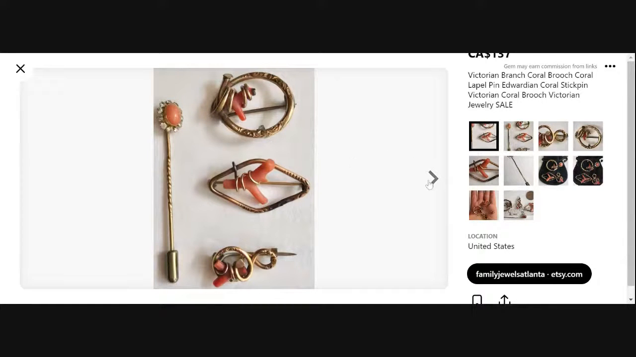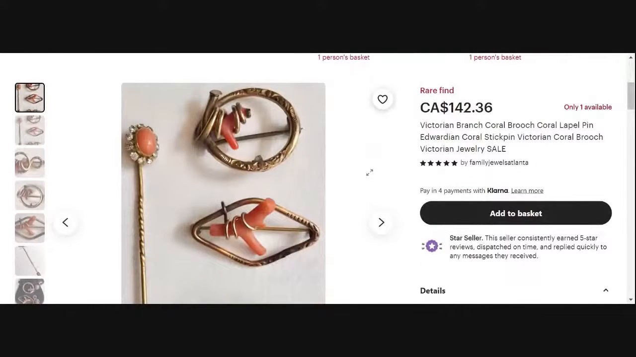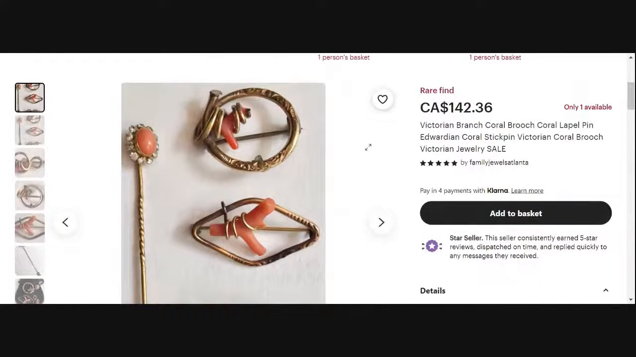You are getting a little bit of a lot. We're going to go in and look at the details. So allow me to, again, stop sharing, and then I will reshare my screen so that you can see the Etsy listing as well. There we go. So 142.36 Canadian. And with this, it looks like you're getting a lot. It's a lapel pin, Edwardian coral stick pin, Victorian coral brooch, blah, blah, blah.